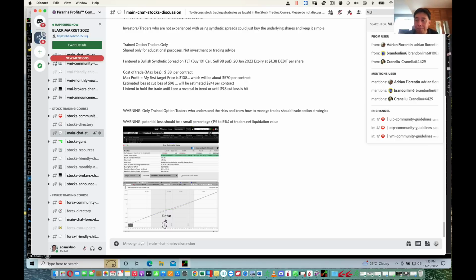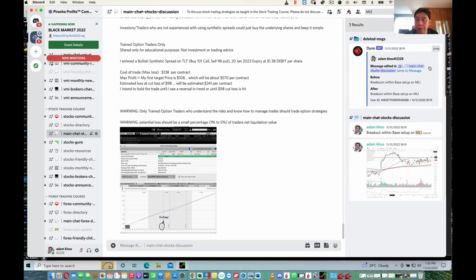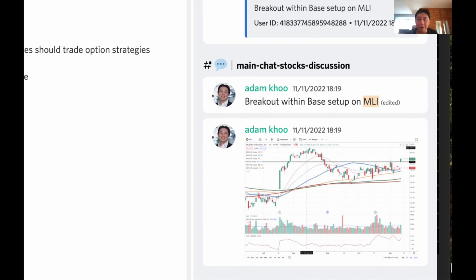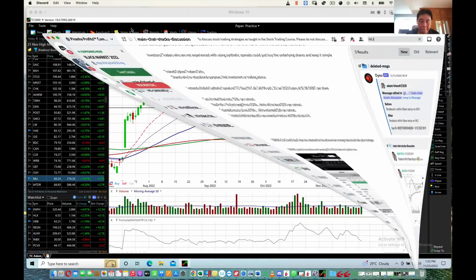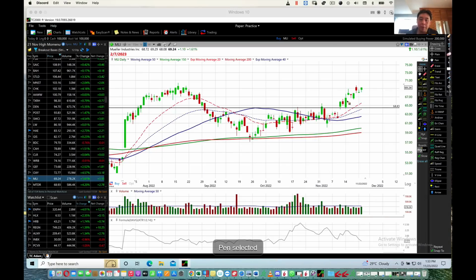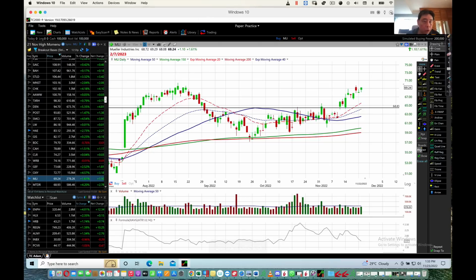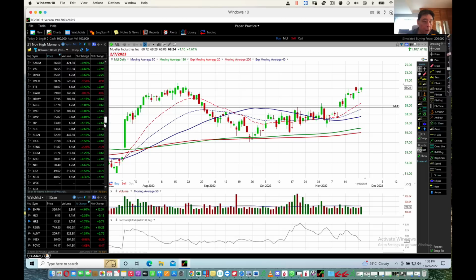So MLI, you can see was posted by, yours truly. I posted this on the 11th of November. Again, breakout within base on MLI, set up over there as well. So I found this sucker, got in here. Now it's making its way up, right? So again, you find these trades as you look through this list of high momentum setups.